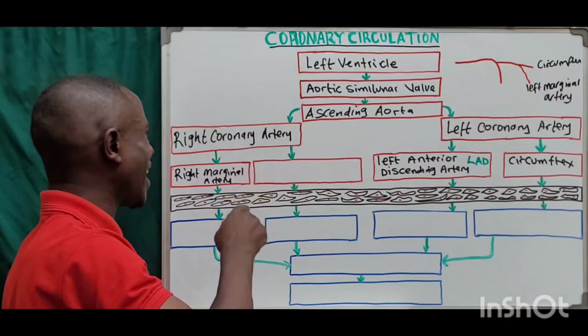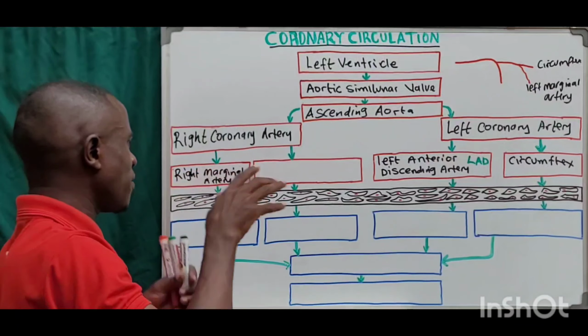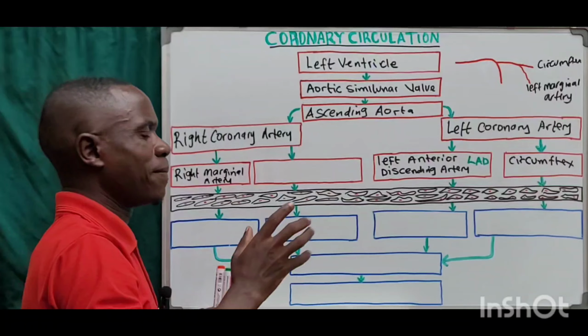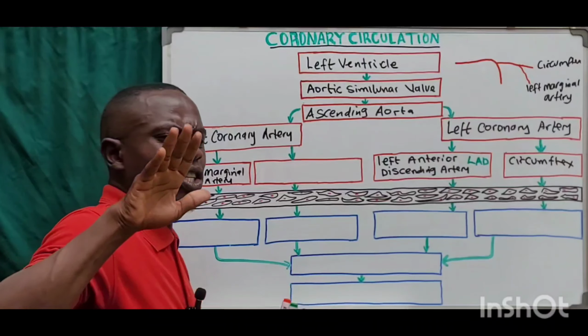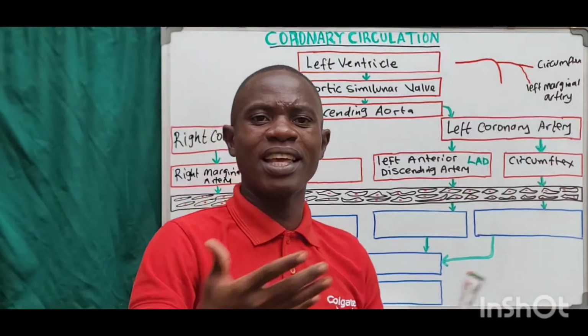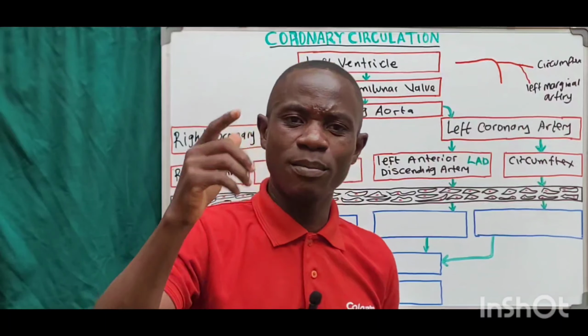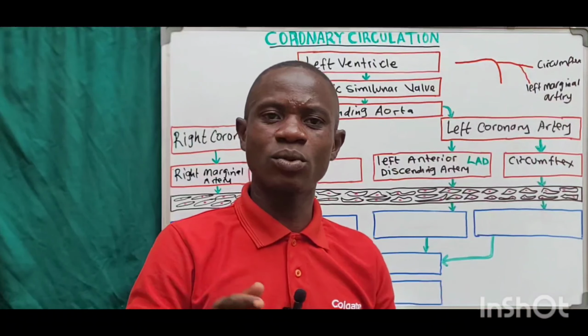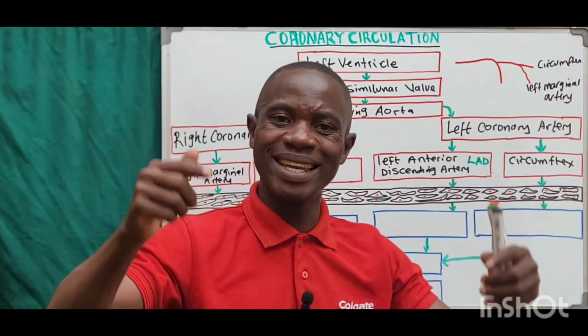And then besides that, as the right coronary artery gives off what we call the right marginal artery, we have another branch which goes and coils at the back, especially along what we call the interventricular septum. This branch of the right coronary artery is what we call the posterior descending artery.